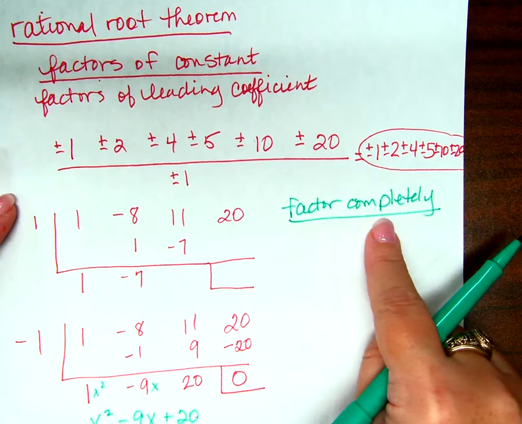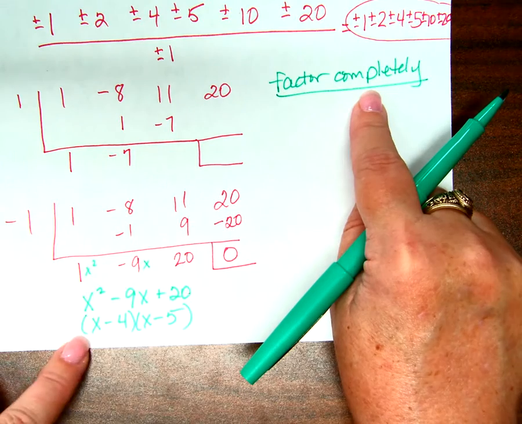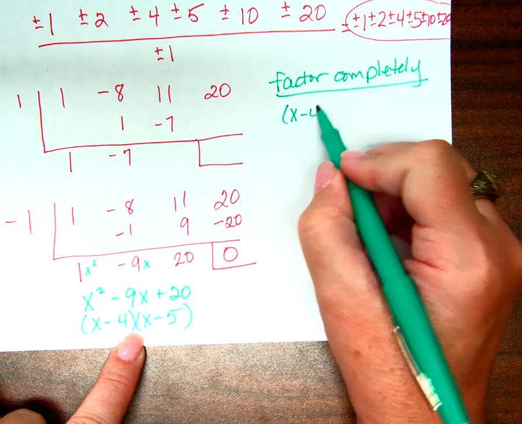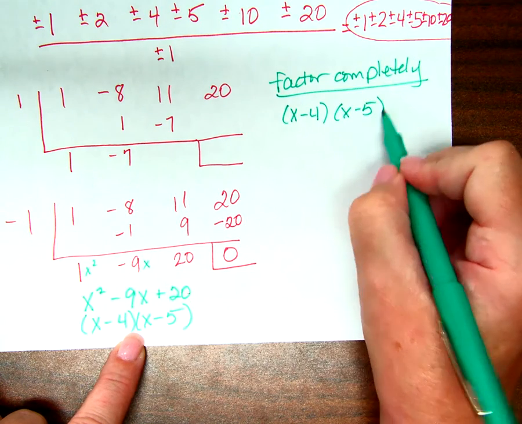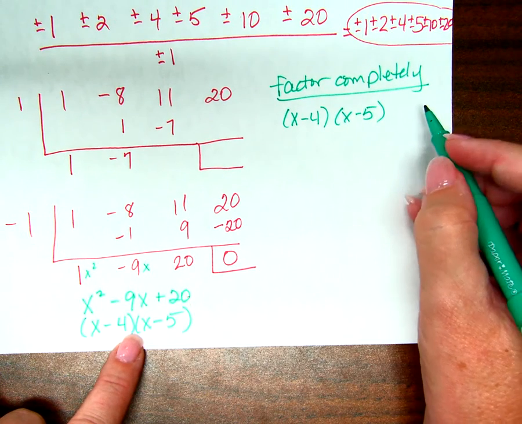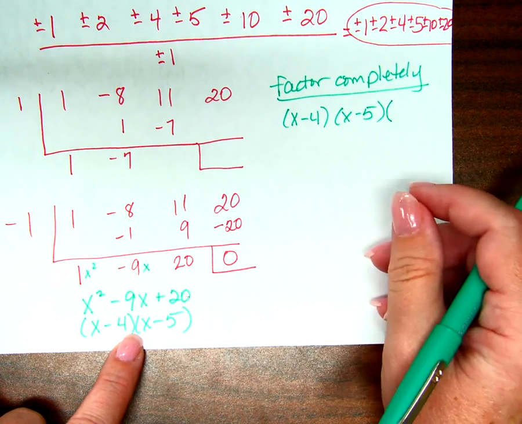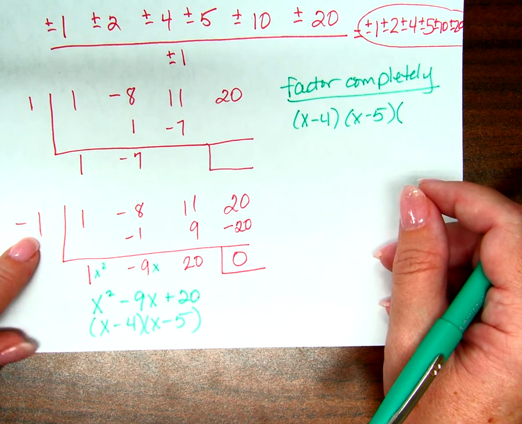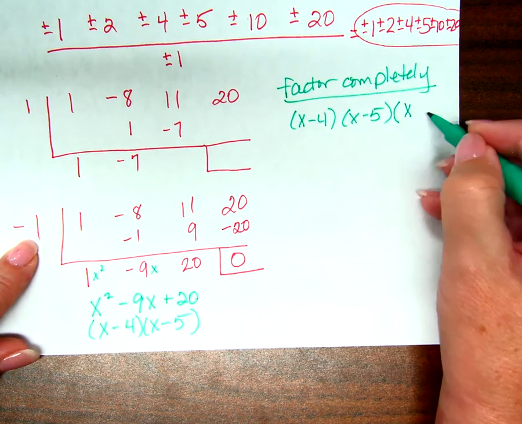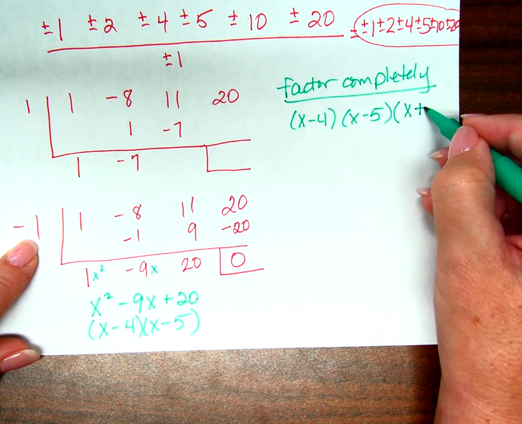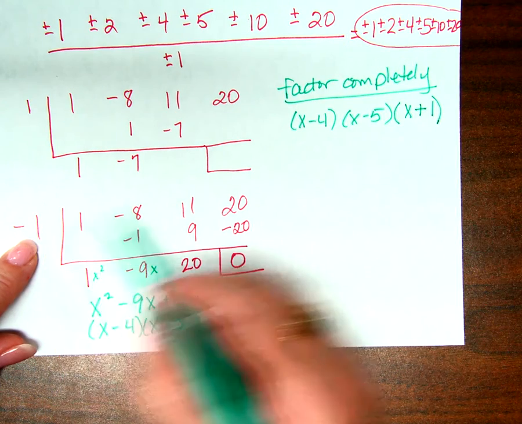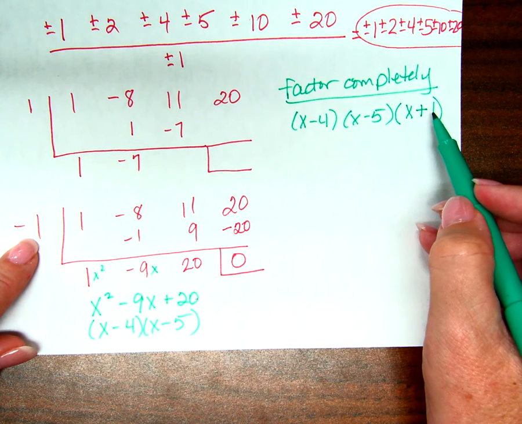What are my factors? Well, aren't these 2 of them right here? X minus 4 and x minus 5. How many am I supposed to have? 3, so what's my third one? Doesn't it have something to do with this? If this is a negative 1, why did I write x plus 1?